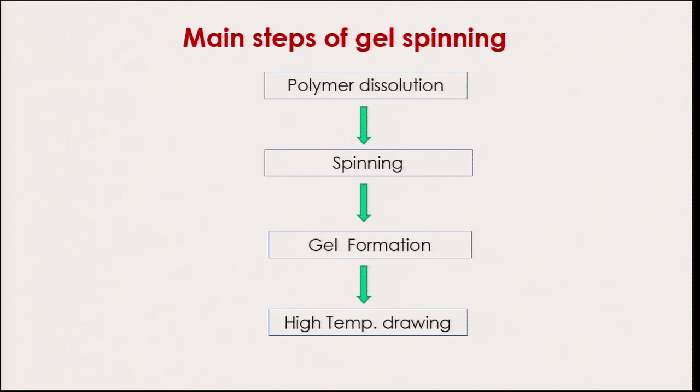Then the next step is I need to spin it. The spinning has to be done using a solvent which is appropriate, which would dissolve the polymer well, homogeneous solution, and after spinning it should be able to give a gel formation, it should give a gel like structure, and finally, the gel like structure should be suitable for high temperature drawing, right. So, these are the 4 main steps. Let us look at them one by one.